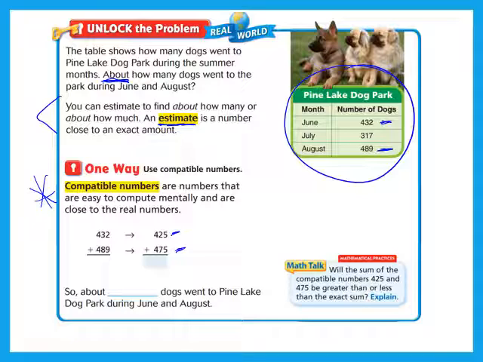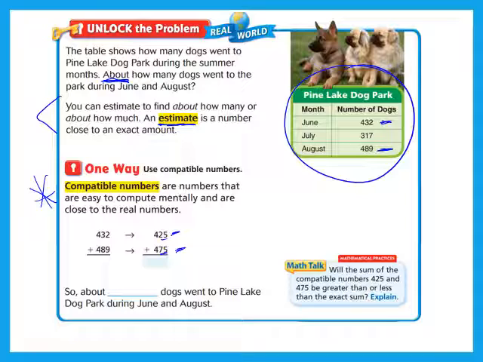I am also looking at these last two digits in the numbers. I have 25 and 75. When I think about that in terms of money, if I had 25 cents plus 75 cents, that equals $1. So 75 plus 25 equals 100, and I can regroup that pretty quickly.